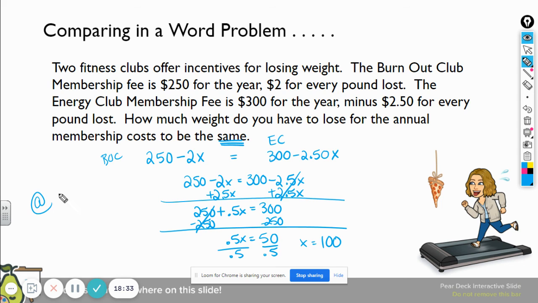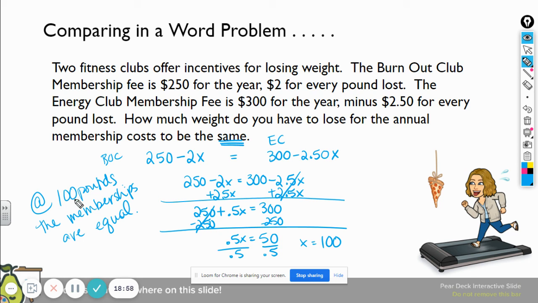So at 100 pounds, the memberships are equal. If you have lost exactly 100 pounds, then they're equal to each other.